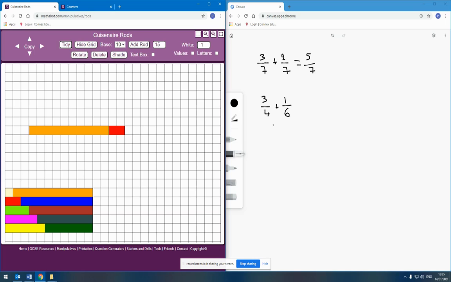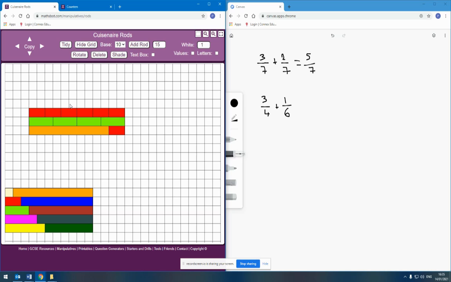And now I can represent both 3/4 and 1/6 using this length of one whole. Because now I can say, right, well, if I look at the green rod, that is a quarter, and I can see that it takes 4 of them to make the whole. But similarly, if I look at the red rod, that is 1/6, because it takes 6 of them to make one whole. It is 1/6 of the length of one whole.